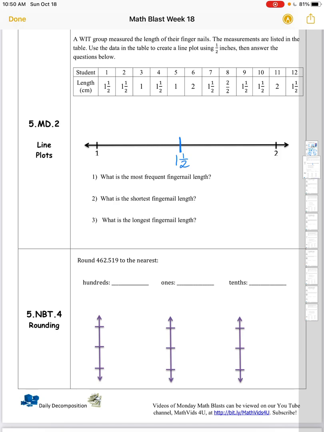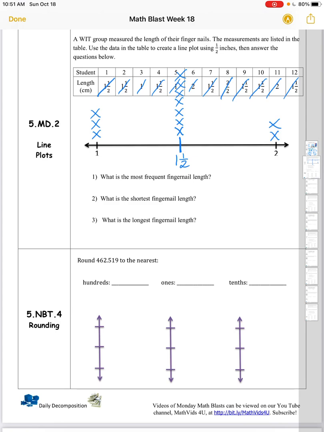Now I want to label my line plot with X's. I'm going to plot the data with X's. So I have 1 and 1/2. 1 and 1/2 again would stack. 1, 1 and 1/2. 1, 2, 1 and 1/2. 2 halves is the same thing as 1 whole. 1 and 1/2. 1 and 1/2. 2, and 1 and 1/2.